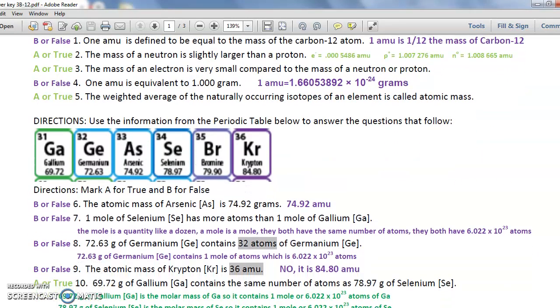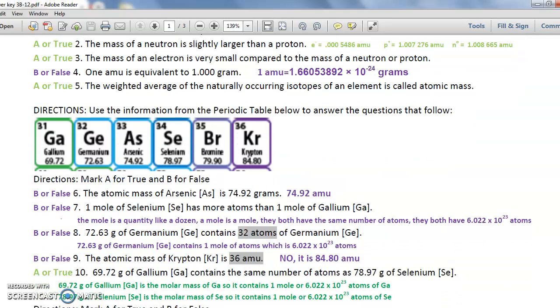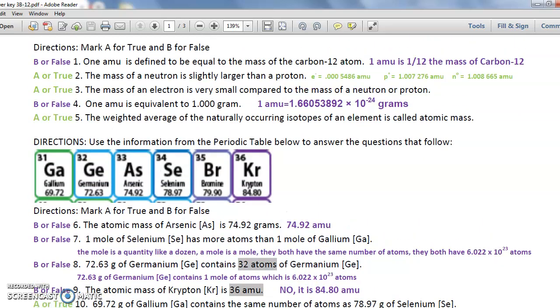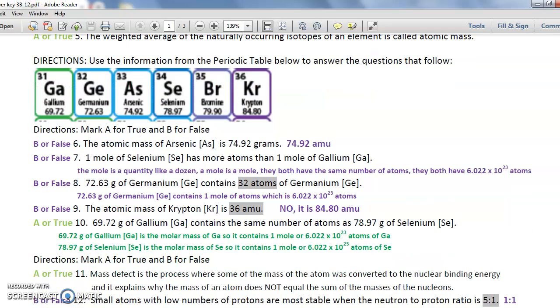Number 5, the weighted average of the naturally occurring isotopes of an element is called atomic mass. That is true. Atomic mass is essentially the average of the isotopes. All right, 6 through 10, also true, false.